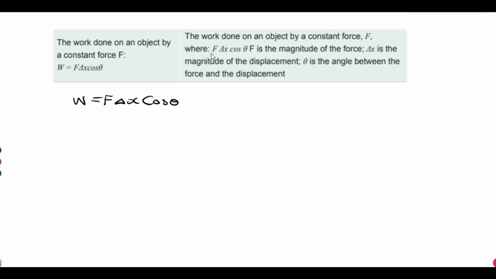Define work. Work is equal to F delta x cos theta, whereby F is the magnitude of the force, delta x is the magnitude of the displacement, and theta is the angle between the force and the displacement. So that's how you define work. Firstly, it's the formula, then you explain those individual quantities. Remember that force is measured in newtons, change in displacement or change in x is measured in meters, and that angle theta there is measured in degrees, right?